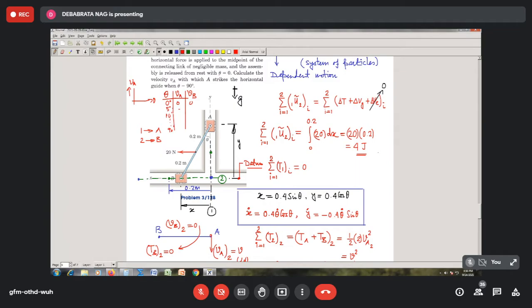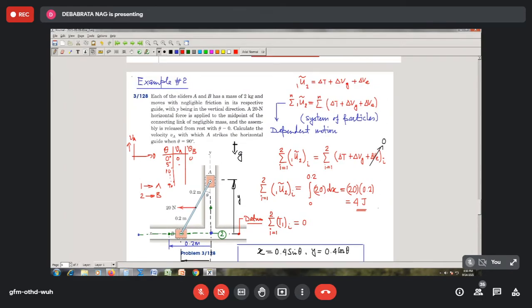So under such circumstances, how can you actually handle the mathematics? At any arbitrary angular position, see, we note that when I discuss the group of particles or system of particles, I will be having dependent motion. So here also the motion of these two sliders is basically dependent. How are they dependent?